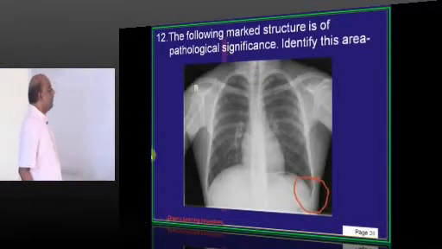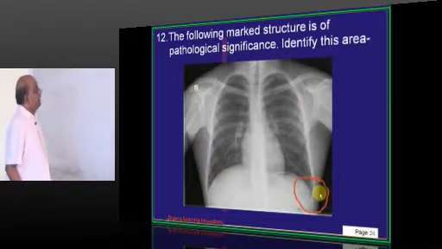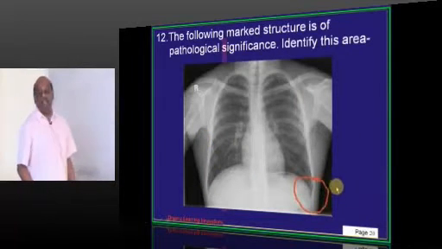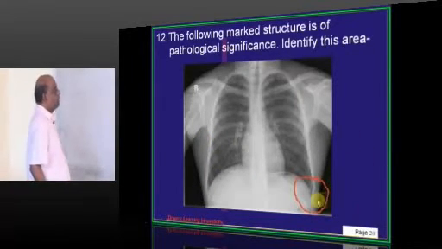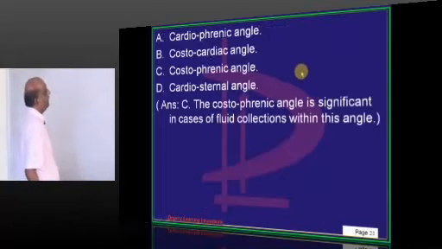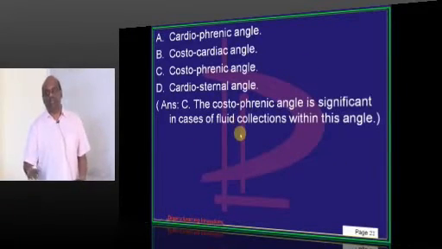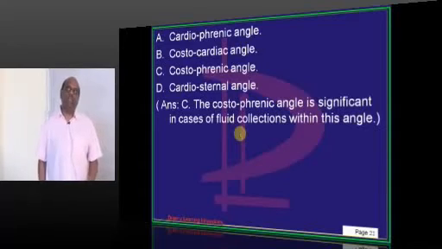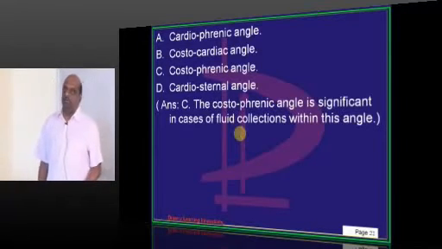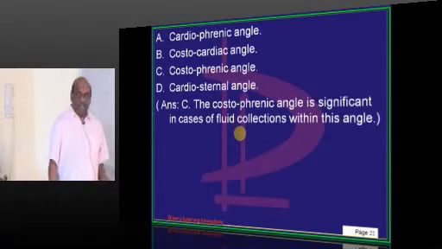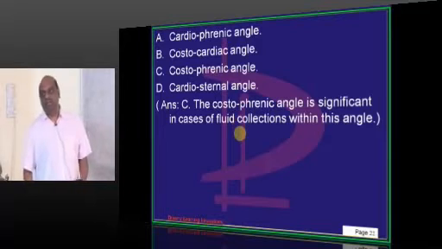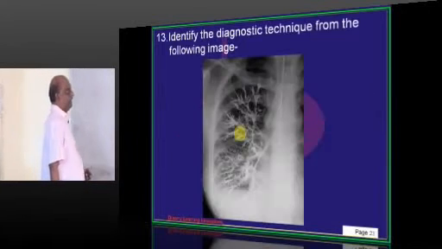Now the one which is being shown, what is the pathological significance of the structure which is being labeled? So it is the costophrenic angle. It is significant in cases whenever the fluid collection is there. Early stages of the pleural effusion, the blunting of this area is very common.